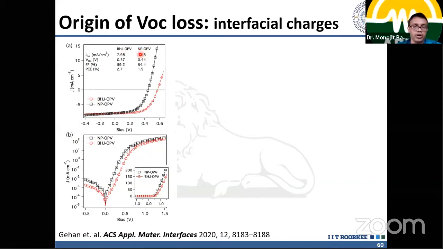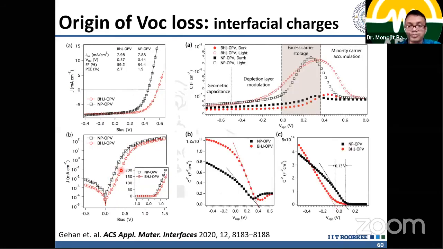One is a nanoparticle device with an efficiency of around 2%, and the other device has an efficiency of around 2.7%. Both have similar current density, almost similar fill factor, but the major difference you can see is the voltage. In this case, it is 0.44, much lower than 0.57. So we have chosen two solar cells which have similar current density but different open circuit voltage. And if you look at the log-log plot, you can see the nanoparticle device has a higher current density than the BHJ device.